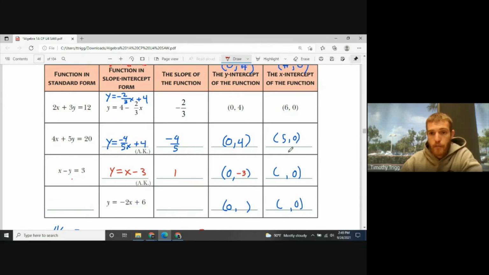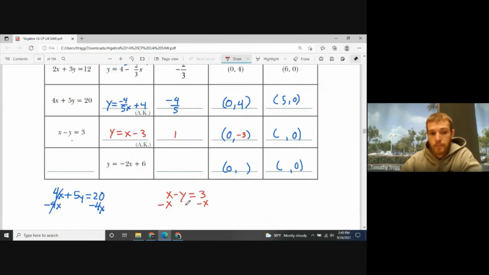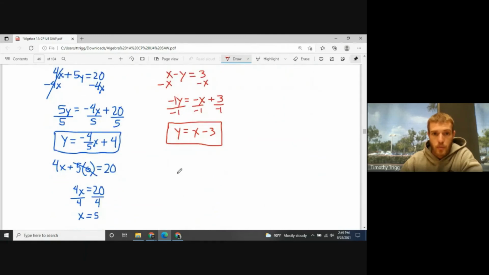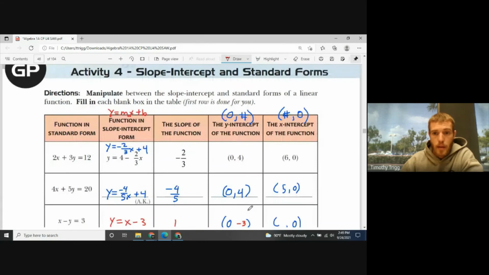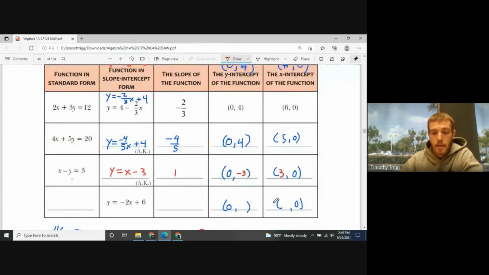And we can go ahead and find our x-intercept here by going back to the standard form and replacing y with 0. So our standard form was x minus y is 3. I'm going to replace the y with 0. x minus 0 is just x. So x equals 3. So the x-intercept is (3, 0).